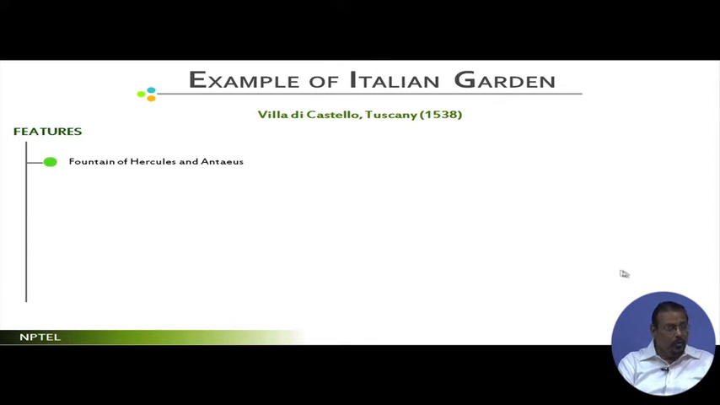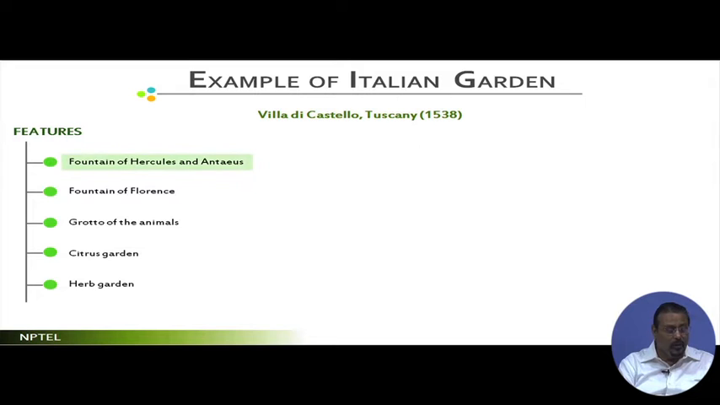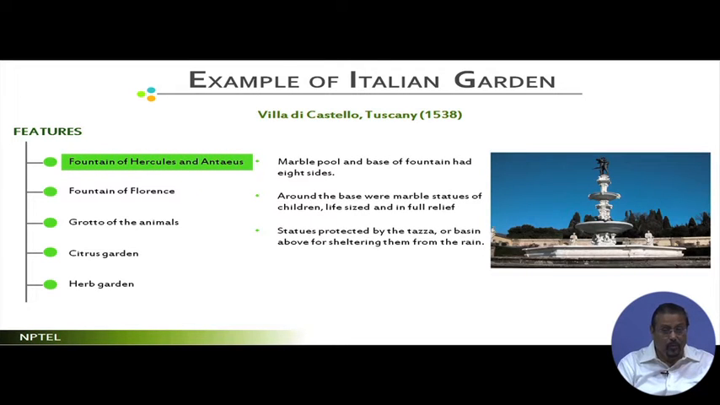What are the features? Let me go a little faster. The fountain of Hercules and Antiochus, the fountain of Florence, grotto of the animals, citrus gardens, herb gardens, they were different elements in this Villa di Castello in Tuscany. Look at this particular picture. It is that fountain of Hercules and Antiochus, in which the actual sculpture is placed at the top, and then here we have the stone fountain, then you have the base. So the water is to go up to this level and then ultimately flow down from here to here to here. So basically it's a flowing of water from one point to another.